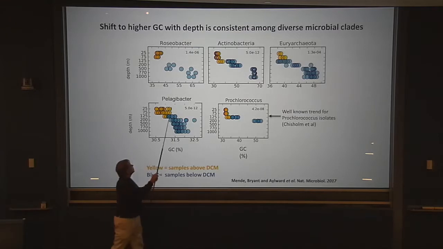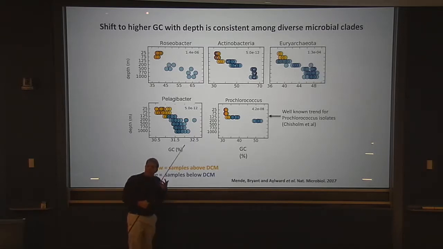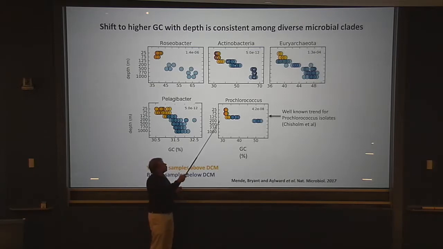So for instance, this very abundant bacterium here only increases by maybe 1% or so in GC content, and yet it's quite reproducible across the samples. And this sort of phenomenon was actually known from cultures because Penny Chisholm had very early shown that isolates of Prochlorococcus, if you looked at their genome, this is an abundant photoautotroph in the ocean.